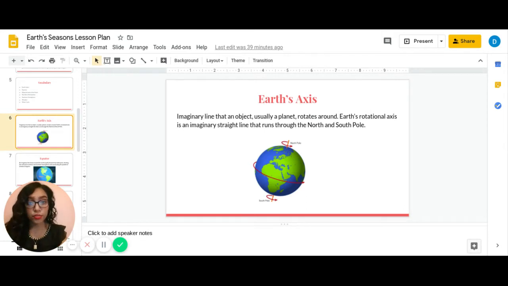Now we're going to start off with Earth's axis. It is the imaginary line that an object, usually a planet, rotates around. The Earth's rotational axis is an imaginary straight line that runs through the North Pole and to the South Pole. As you can see right below here in this picture, right here is the North Pole and right here's the South Pole. This red line across is the equator. We're going to talk about it in the next slide.